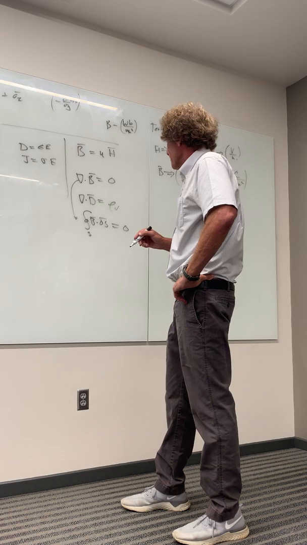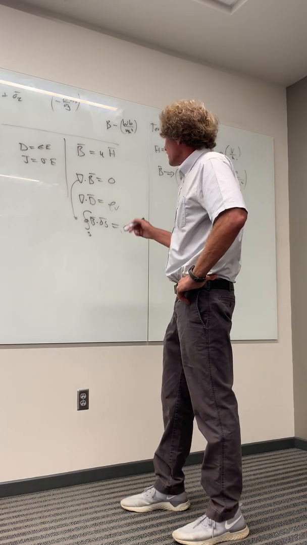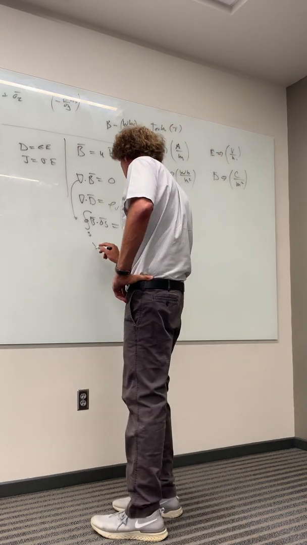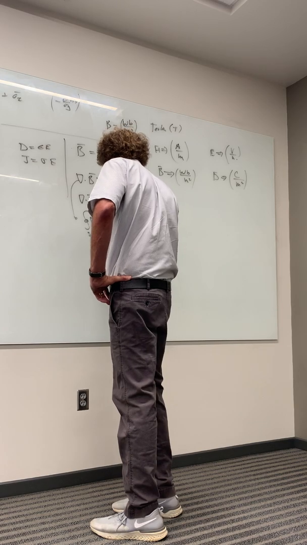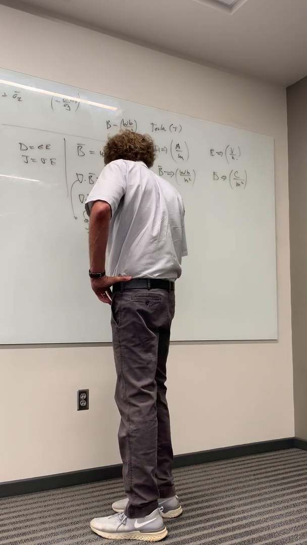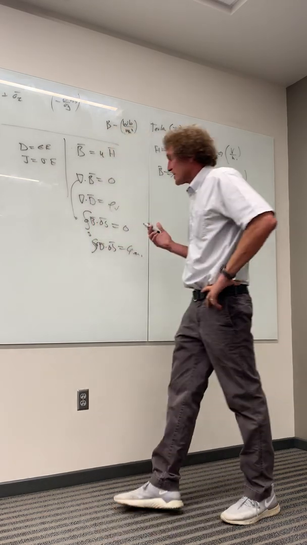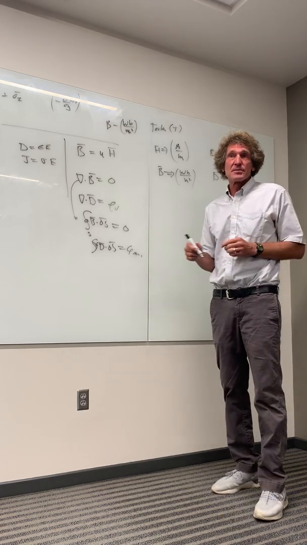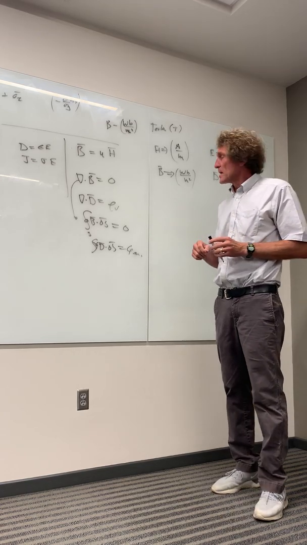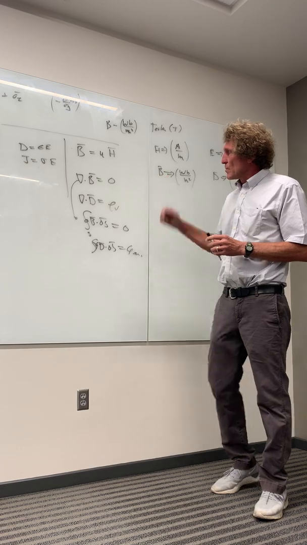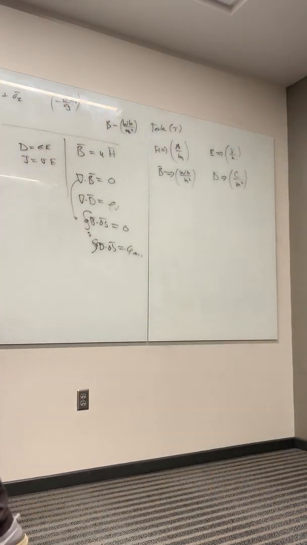And that's important. Now we know the integral of D dot dS over any closed surface is the charge enclosed. Well, if there's no magnetic charge, there's no magnetic charge enclosed. So keep that in mind too. These things will become more important later. Right now, it's just sort of an introduction.